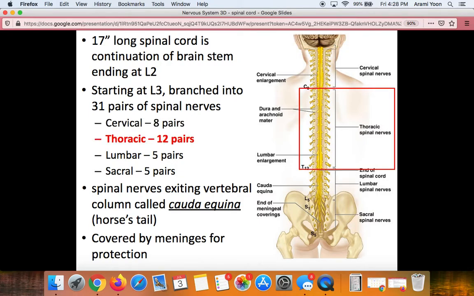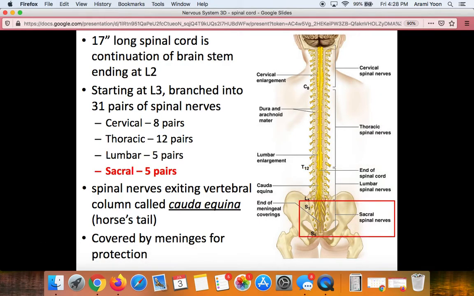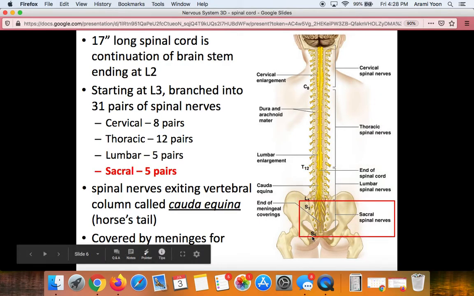Then you have the thoracic spinal nerves, and there are 12 pairs, which you can see here, going down your upper and middle back. And then you have 5 pairs that are the lumbar spinal nerves. And then starting right here at L2, L2 meaning the second pair of spinal nerves in the lumbar section, you've now reached the end of the spinal cord, and the rest of these are these free floating spinal nerves. And then last of all are the sacral nerves, and there are 5 pairs of those.